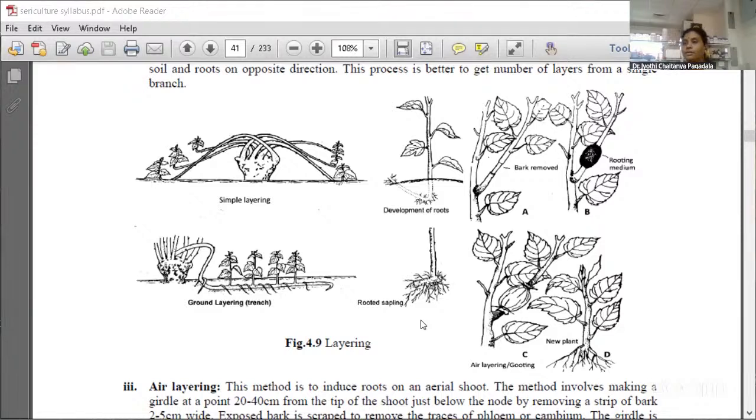Is a part of propagation through layering. When coming to the nutritive values of the mulberry, the silkworm eats only mulberry leaves to make its cocoon, producing silk. Mulberry leaves are rich in protein and amino acids.